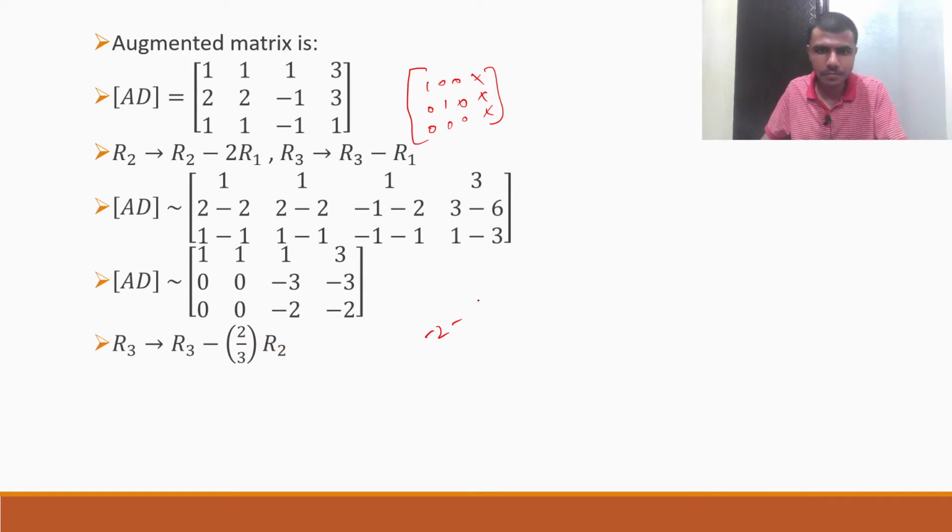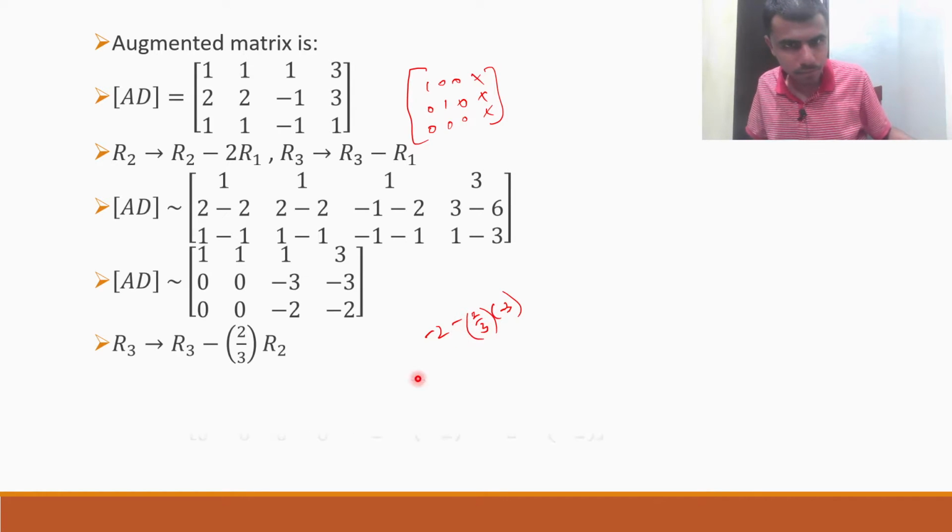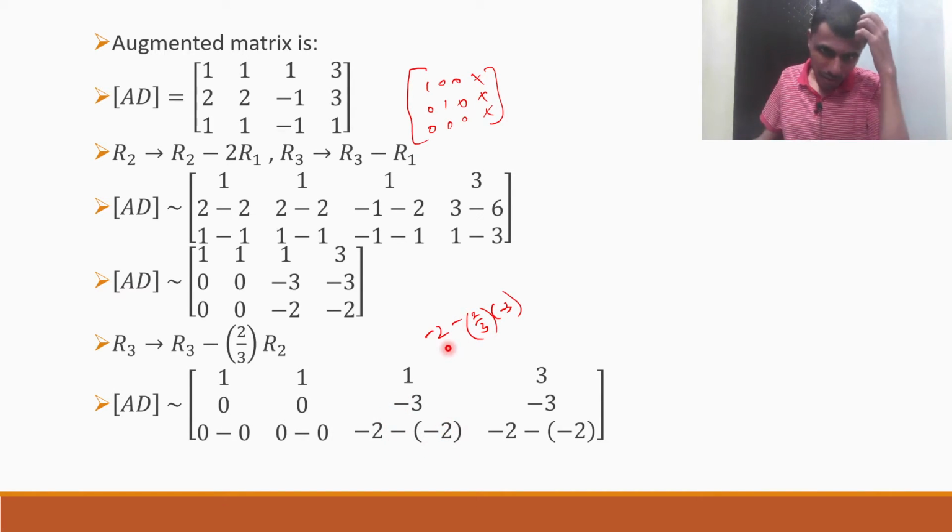What is the element above minus 2? It is minus 3. So what I'll get is this. I'll get the same thing here also, right? Minus 2 by 3 into, if you simplify this, 3 cancels. So minus 2 minus of minus 2 I'll get. Fine. So 0 minus 0, this I already explained.